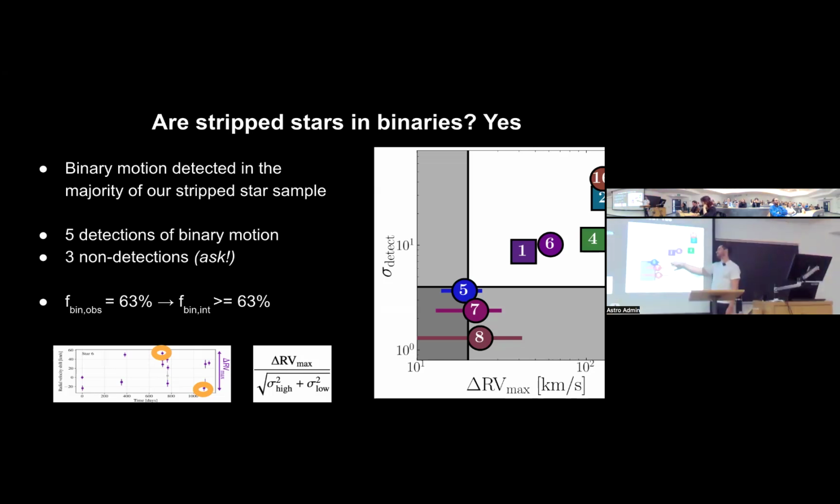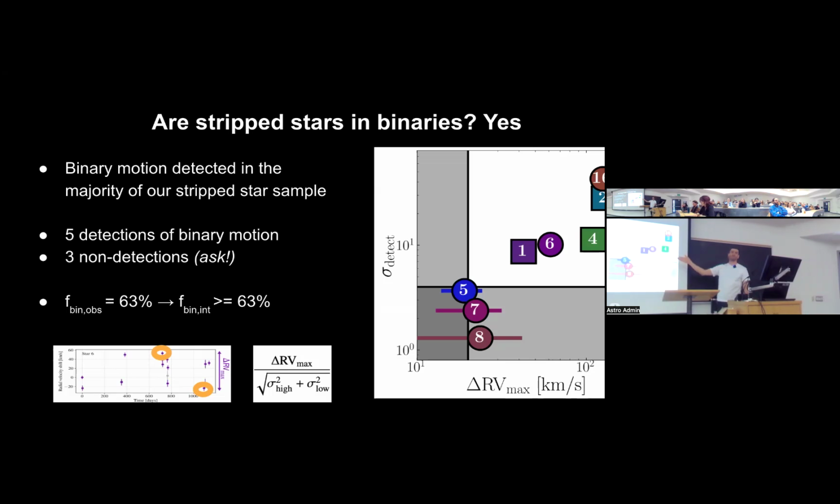If we impose some empirical thresholds based on previous works, we get 5 systems which are showing binary motion. And if you overinterpret a sample of 8, this is a binary fraction of 63%, which implies that the intrinsic fraction in the sample is at least 63% or higher with selection effects.